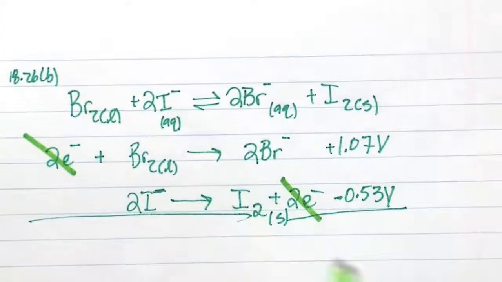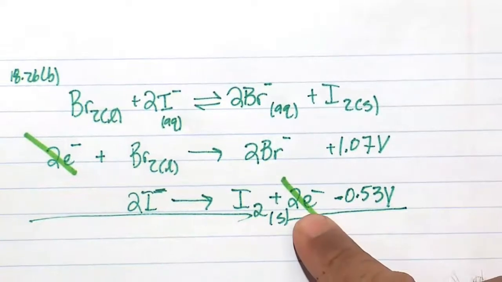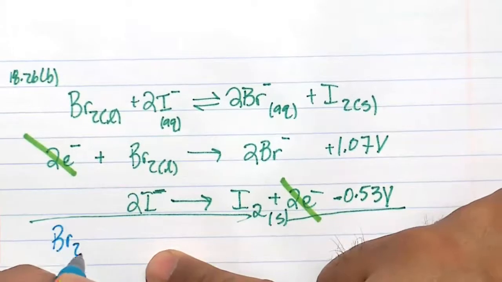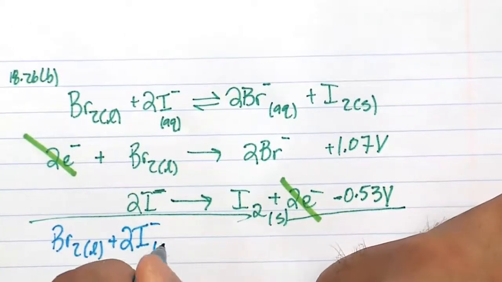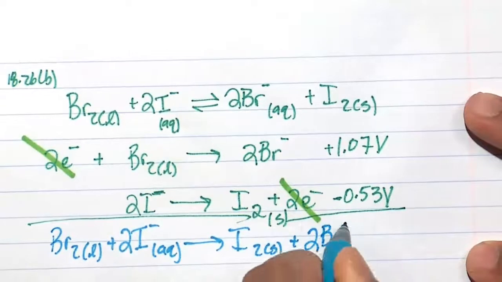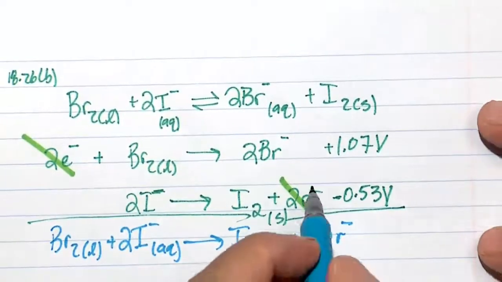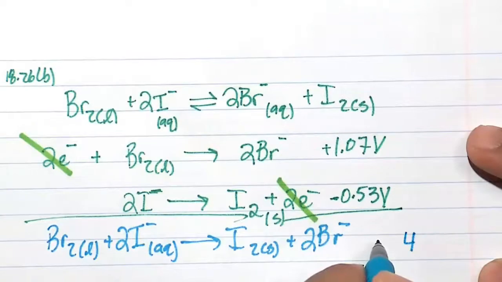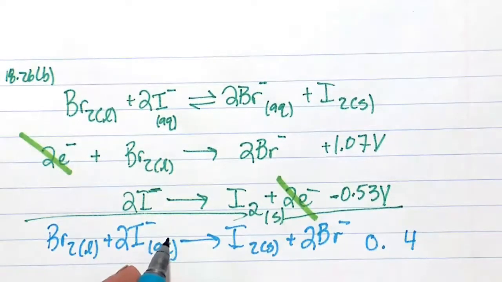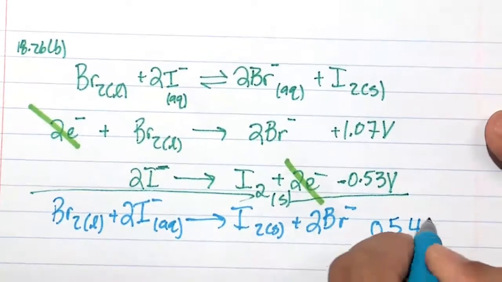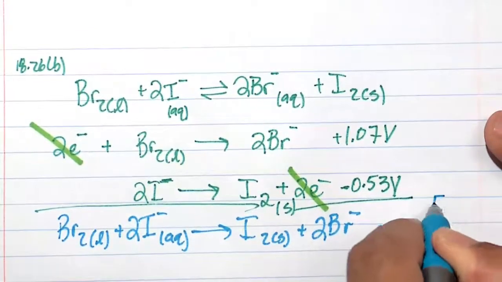The 2 electrons on the reactant side cancel out with the 2 electrons on the product side. Let's rewrite it, realizing it's just the same thing as the original problem. What we have is Br2 liquid plus 2I minus aqueous going to give you I2 solid plus 2Br minus. What we're really interested in is the E cell of this battery, which is 1.07 minus 0.53, which is 0.54 volts. So this is a positive voltage for E cell at standard state.